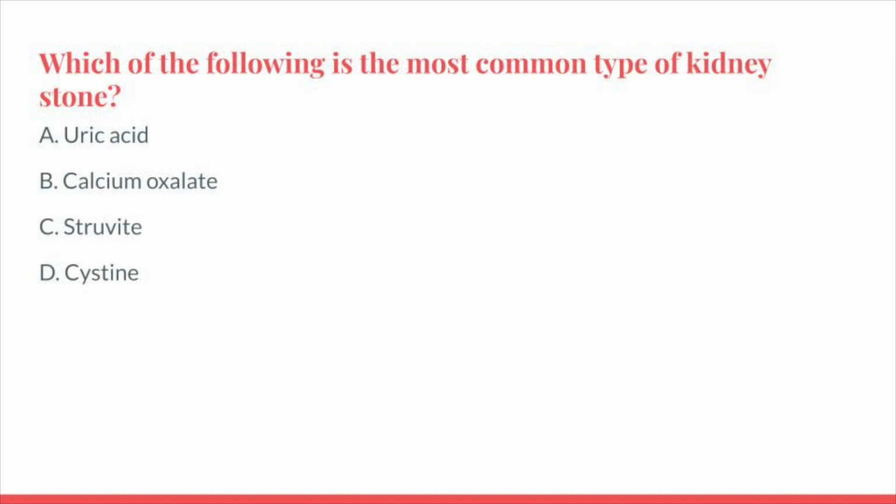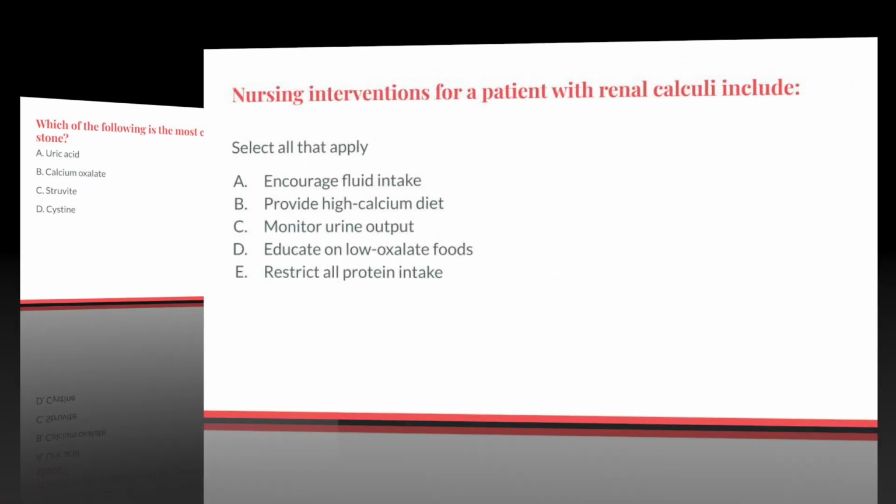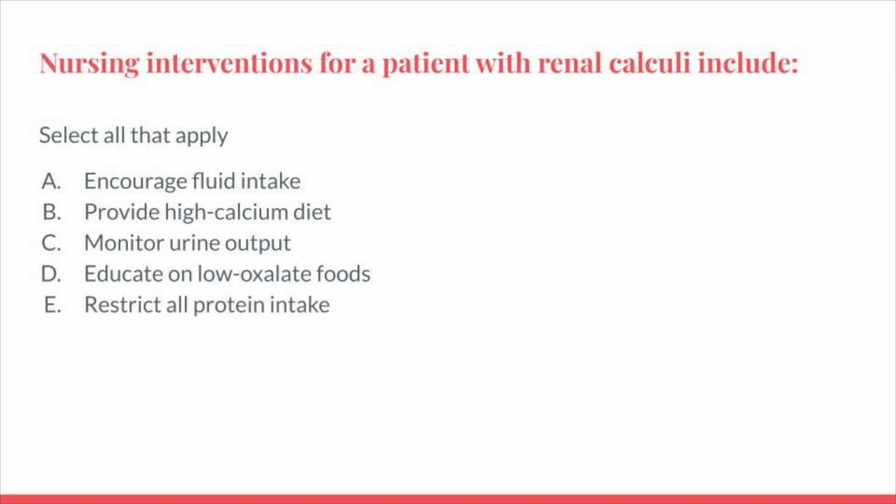Calcium oxalate stones are most common because both calcium and oxalate are frequently present in the body and diet. When there's too much of either, especially in concentrated urine, they form crystals, especially under certain medical or dietary conditions. Nursing interventions for a patient with renal calculi include encouraging fluid intake, providing a high calcium diet, monitoring urine output, educating on low oxalate foods, and restricting all protein intake.